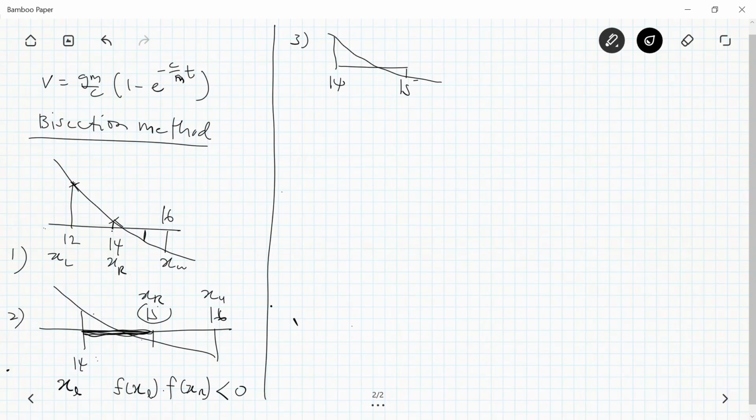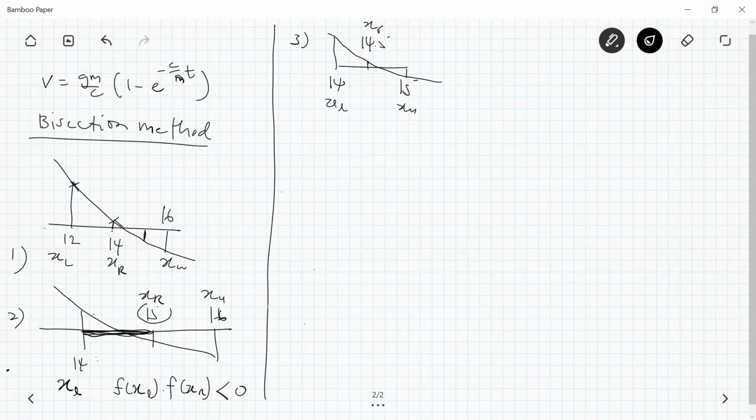Before this, 15 was XR. Now 15 is XU. So this is XU. This is XL. Then XR is 14 plus 15 divided by 2, which is 14 and a half. This is 14.5. Let's look at this one. So this is XR.